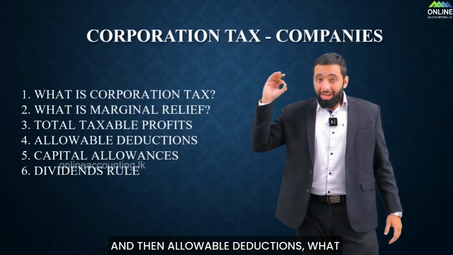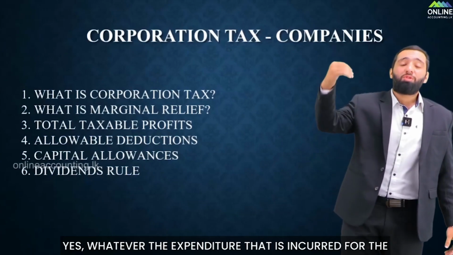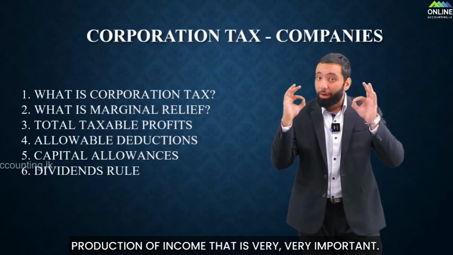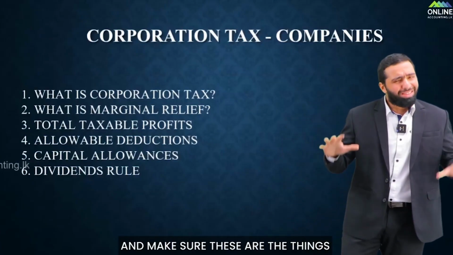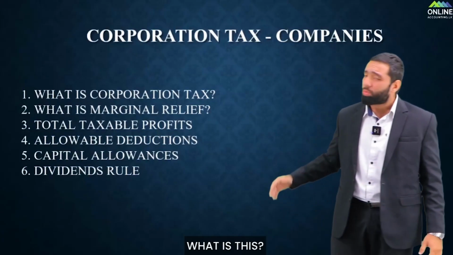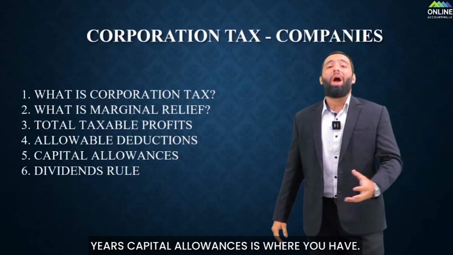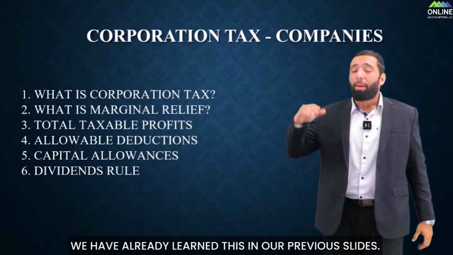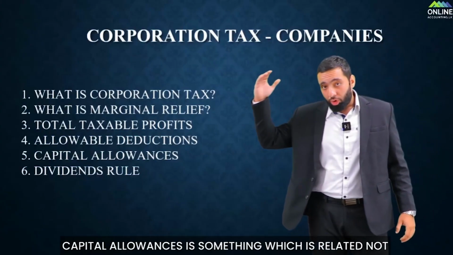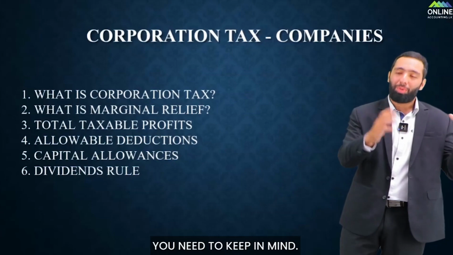And then allowable deductions. What are the allowable deductions? Yes, whatever expenditure is incurred for the production of income. That is very, very important, and make sure these are the things that you keep in mind. And then we are moving on to capital allowances. What is this? Yes, we have already learned this in our previous slides. Capital allowances relate not only to individuals but also to companies. So there are different rules that you need to keep in mind.